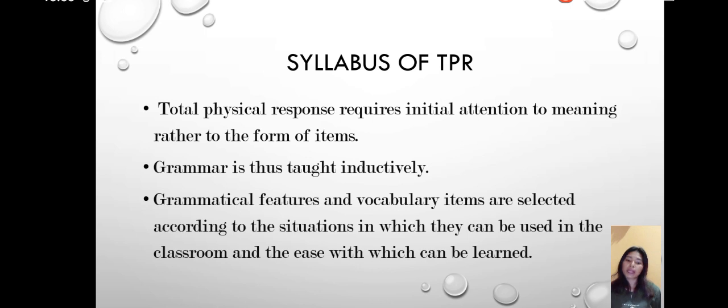Next, syllabus of TPR. Total Physical Response requires an initial attention to meaning rather than to the form of items. Grammar is taught inductively. Grammatical features and vocabulary items are selected according to the situation in which they can be used in the classroom and the ease with which they can be learned.